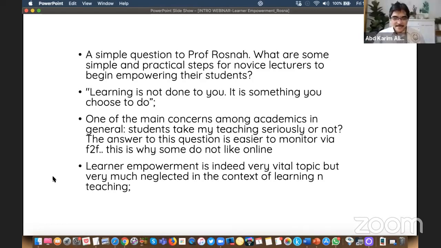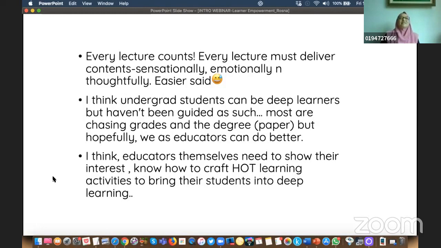In fact, the role of emotion is often neglected. I think when I go to class, the emotion must be fired up first. Get them interested in what you are doing. Every lecturer must deliver content sensually, emotionally. I agree. Emotionally, thoughtfully, smiling. True. Easier said than done.